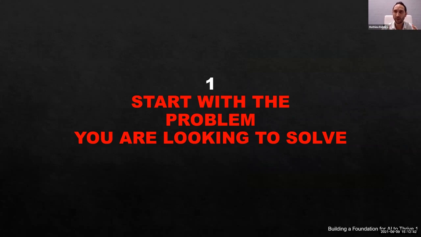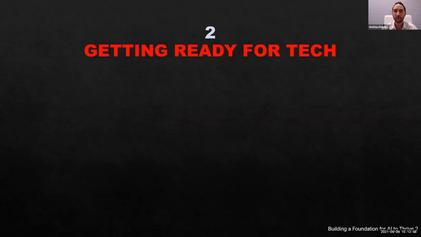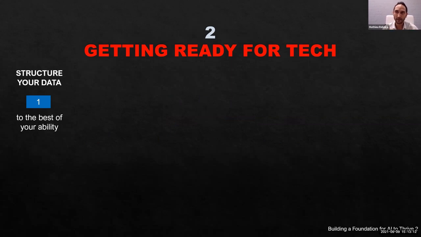Once you have a good understanding amongst yourself and your team members in terms of what problem you're looking to solve for, you need to get ready for some sort of technology. What do I mean by getting ready? Well, first and foremost, whether it's AI or some of the accompanying technologies, you need to structure your data. What do I mean by structure data? Ideally, to the best of your ability, you want to have less free-form text and your text in field level data as best as you can.